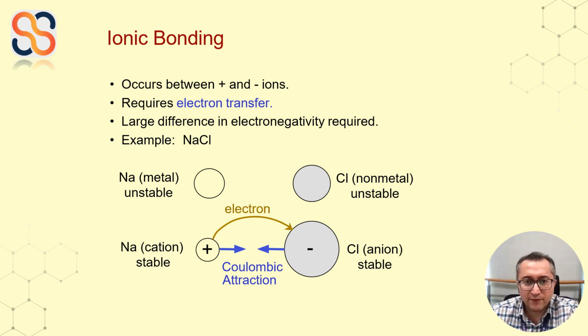So, at this point, we can say Na is transformed to Na+, losing one electron, and Cl plus one electron becomes Cl- because it gains one electron. So this electron transfer results in both ions achieving stable configurations. Now we have a stable Na ion and a stable Cl ion. The attraction between these oppositely charged ions is known as Coulombic attraction, which is a powerful force that holds them together, forming a strong ionic bond.